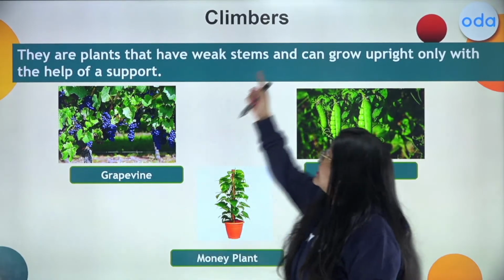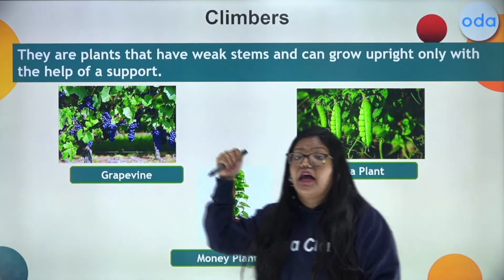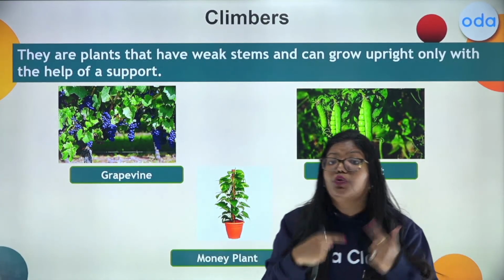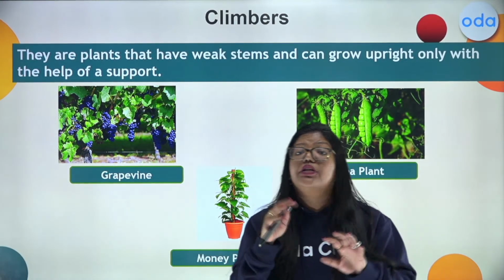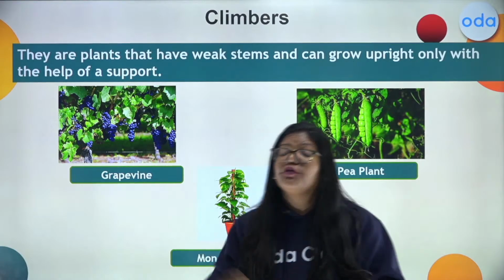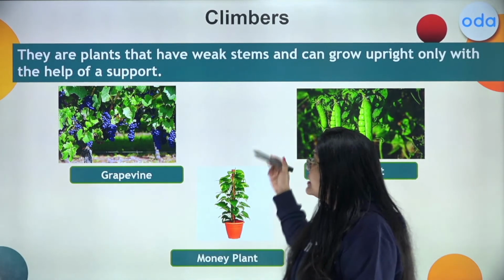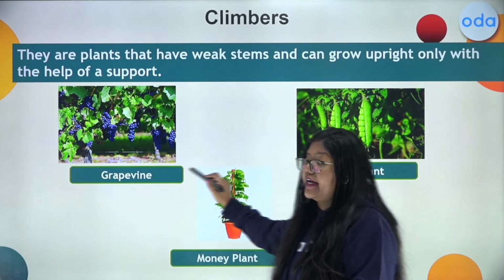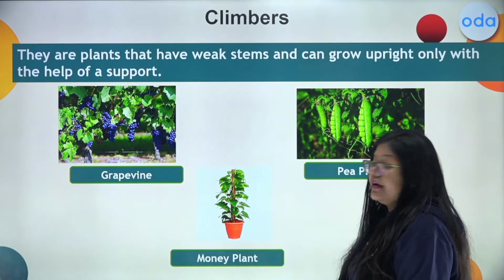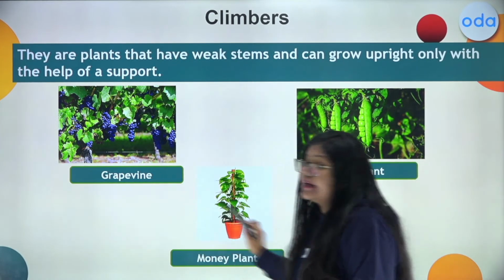The last category of plants, children, that we are going to discuss, we call them climbers. So the name itself says, children, climbers. They climb. So these are the plants that will climb around what? These plants need a support on which they can climb. All right. Which is why we call these plants climbers. So you can see the examples, children. Grapevine, which is the black grapes, right? Here is the pea plant and here is the money plant. So all these plants are called climbers.